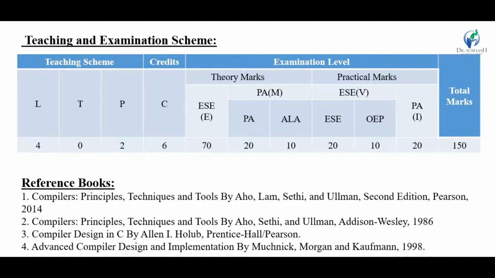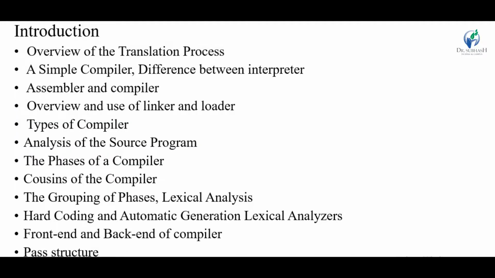There are a total of 8 units in your syllabus. First one is introduction. In the introduction part, first is the overview of the translation process. In the translation process, source code is converted to target code using a translator.